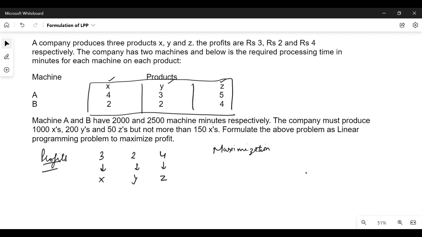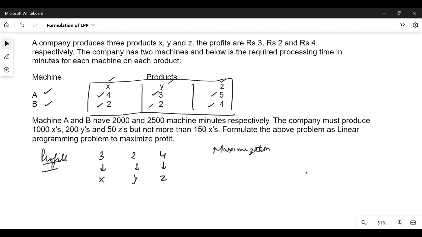The company has two machines. Now two machines are given, machine A and machine B, and the processing time is given also. Product X will take 4 minutes on machine A, Y needs 3 machine minutes on A and Z needs 5, while X takes 2 machine minutes on B, Y takes 2 for B and Z takes 4 for B, right? So this is given to us.